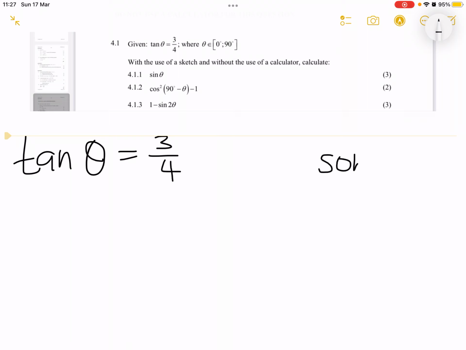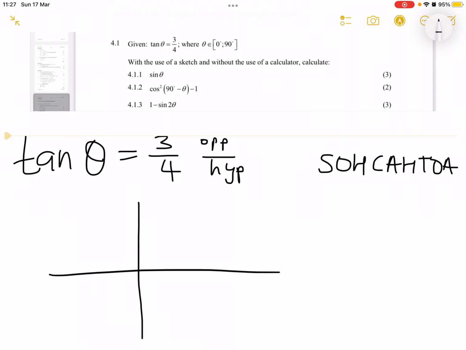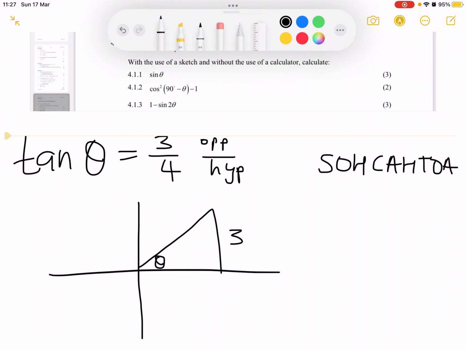We'll have to go back to our SOHCAHTOA, which means this is the opposite over the hypotenuse. And where do we find the angle being an element of 0 to 90? That's in the first quadrant. So if we look at the first quadrant and we write our theta here, that means the opposite side is 3 and the opposite over adjacent. Look, I made a mistake. That's the opposite over adjacent. I'm used to starting with sine and cos, but that's opposite over adjacent. Sorry for that. But yeah, we make mistakes and we always have to learn from them.